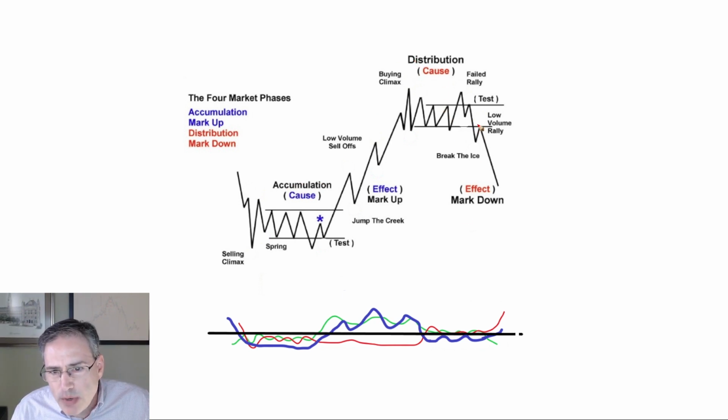And then as we go into the down phase, or markdown, that's the effect of this cause here, this distribution, this topping pattern that develops. And again, if you notice, we get red starting to take over, and then the ADX is actually crossing above 25, and it's lagging. We've already made a pretty strong leg to the downside. Okay, and ADX is just crossing above 25.